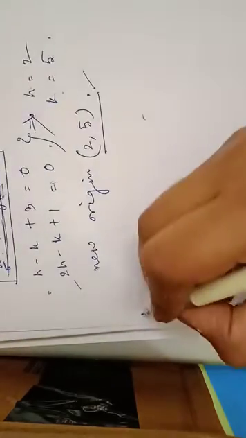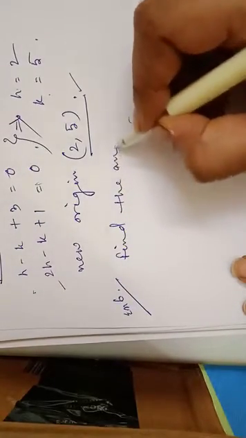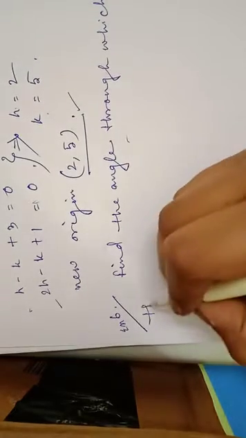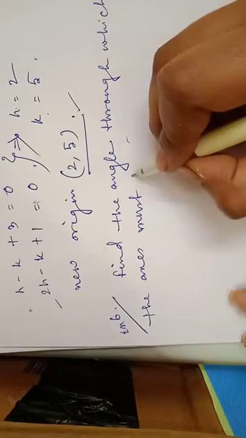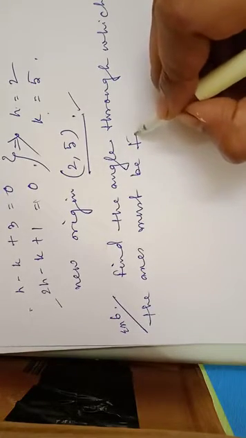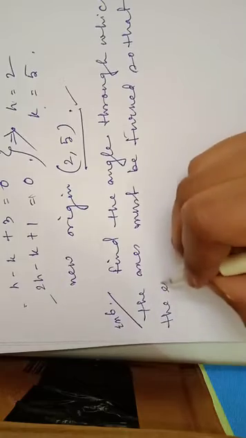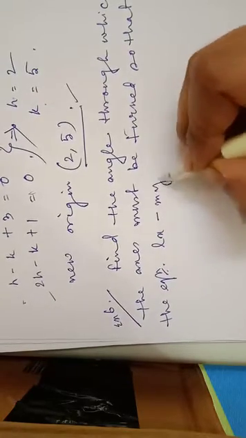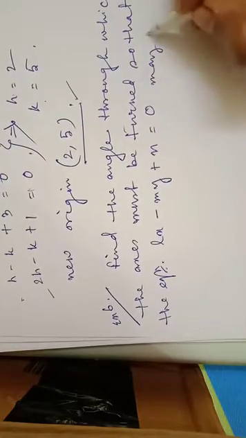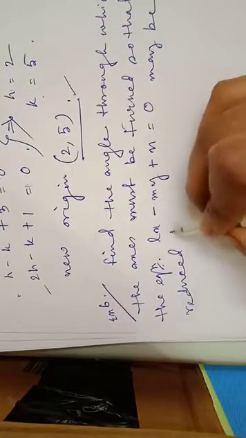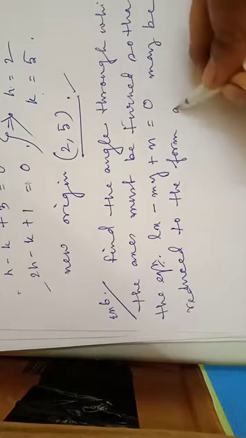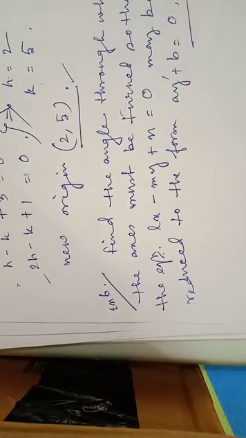Next example. Example 6, I guess. Find the angle through which the axis must be turned so that the equation lx minus my plus n equals to 0 may be reduced to the form ay dashed plus b equals to 0.